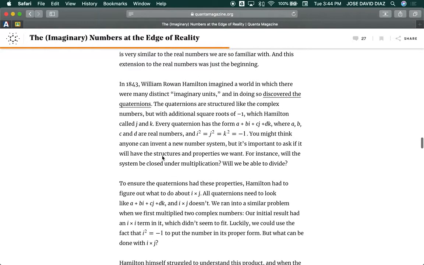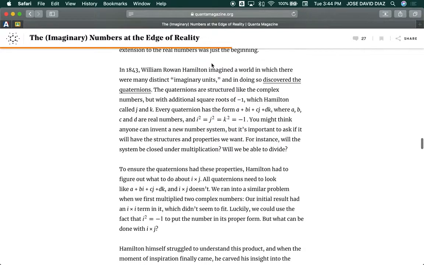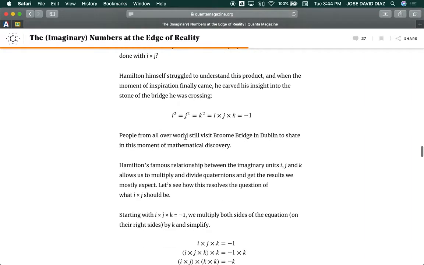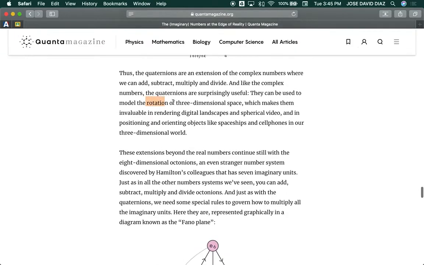And then they start to expand into something that we call quaternions. With quaternions, we don't only have just a plus bi, but we also have a j and a k. And then we can continue learning some of the properties, some of the commutative properties, three-dimensional space.